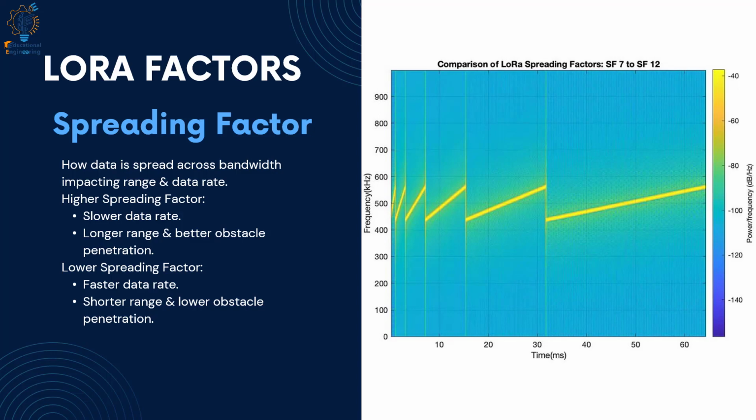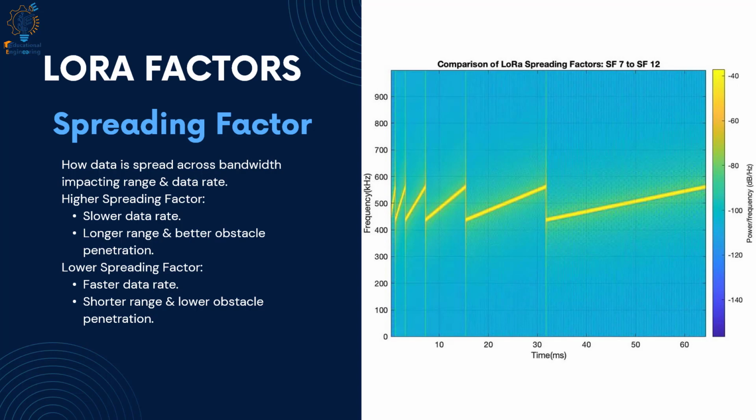As you can see in this chart, you can see the spreading factor from SF7, the lowest one, to SF12, the highest spreading factor, and you will note that the chirp in the SF7 takes very little time, but in the SF12 it's spread over a wide range of time. Choosing the right spreading factor depends on the specific requirements of the application. Factors such as desired range, data rate, and power consumption need to be considered when selecting the spreading factor.